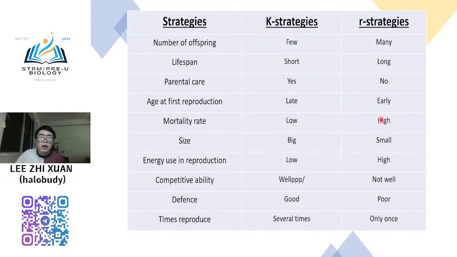Mortality rate is very high during the early stage. And then the size of the organism is small. And then energy used in production is very high. Competitive ability is not good. Defense is poor. And then time of reproduction is only once. So in general, the R strategy you can apply in survivorship is normally like type 3 survivorship.